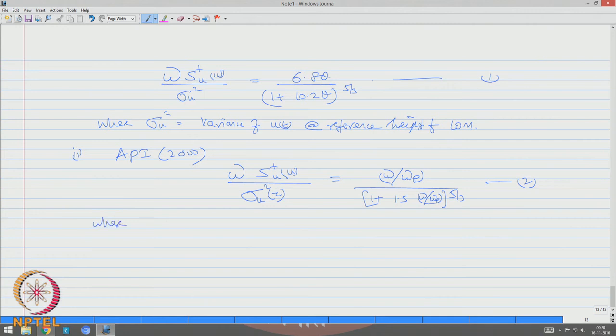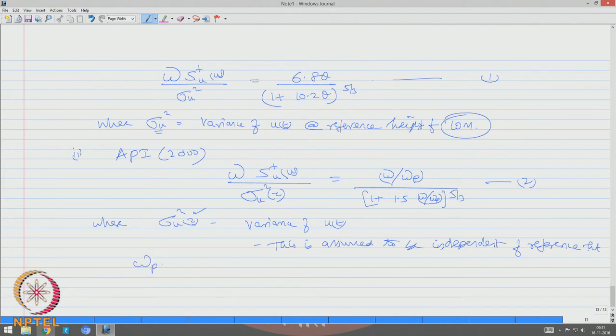where sigma square u is the variance of the gust component. The only interesting part is this is assumed to be independent of reference height. In the earlier case, if you see, this is actually measured with reference to 10 meter height, whereas in this case it is a function of z itself.